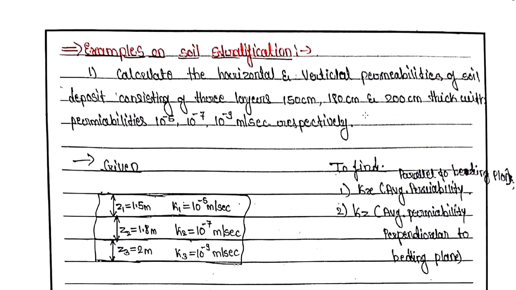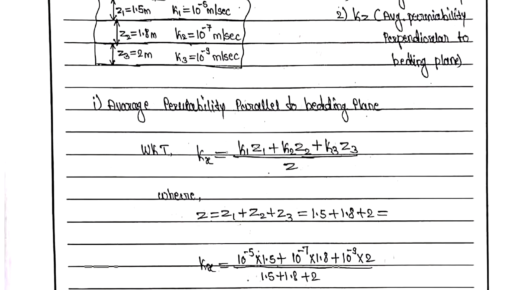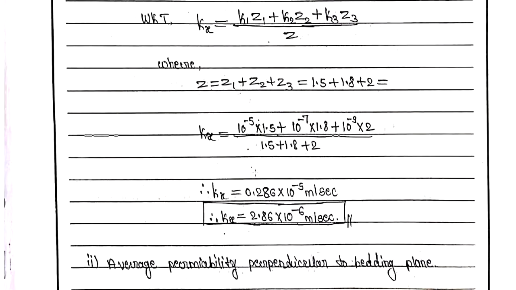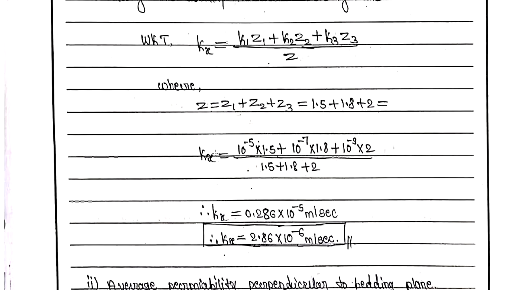So the formula is Kx is equal to K1 into Z1 plus K2 into Z2 plus K3 into Z3. As there are three layers, I am going to stop here, divided by total Z. Total Z is equal to Z1 plus Z2 plus Z3, that is 1.5 plus 1.8 plus 2. I have converted these centimeter quantities to meter, since centimeter divided by 100 gives meter. So it is 1.5, 1.8 and 2 meter.